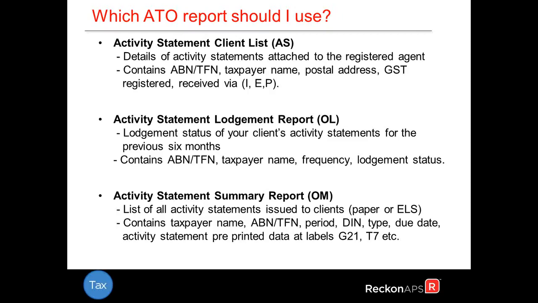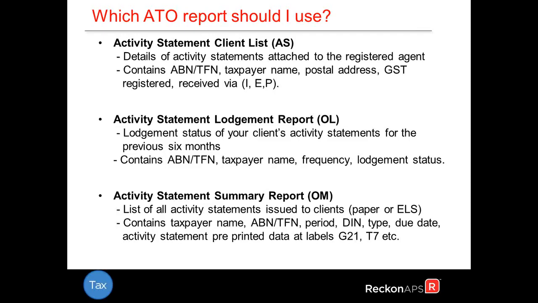So the activity statement client list, known as the AS report, contains details of the activity statements attached to the registered agent. The report itself contains the ABN and TFN. It also contains the taxpayer name, the postal address, the GST registered, that is whether the client is registered for GST, yes or no, and how the activity statements are being received: internet, electronic or paper.